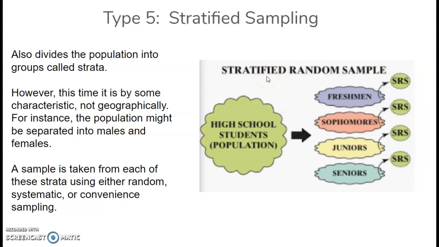So it's a type of random sample that had some things done to it before it was randomly chosen. So a sample is taken from either of these strata using either random, systematic, or convenience. So stratified and cluster are like ways of grouping people. And then after that, you use random, systematic, or convenience to pick the people out of the groups.